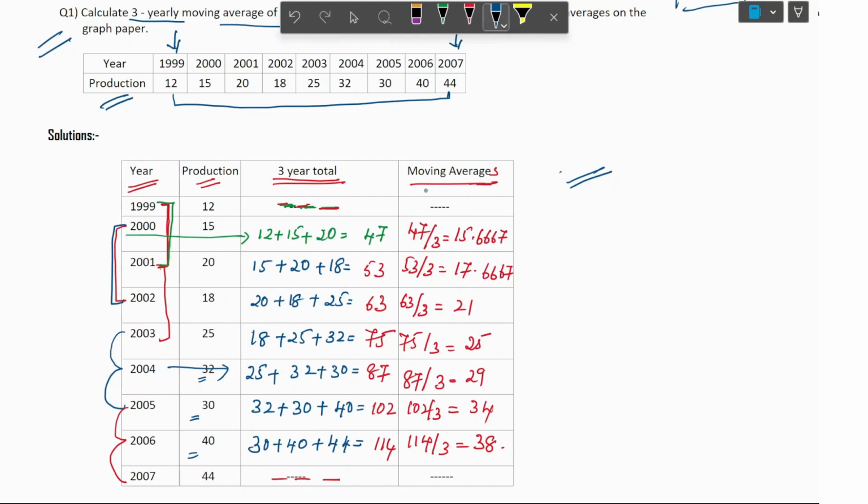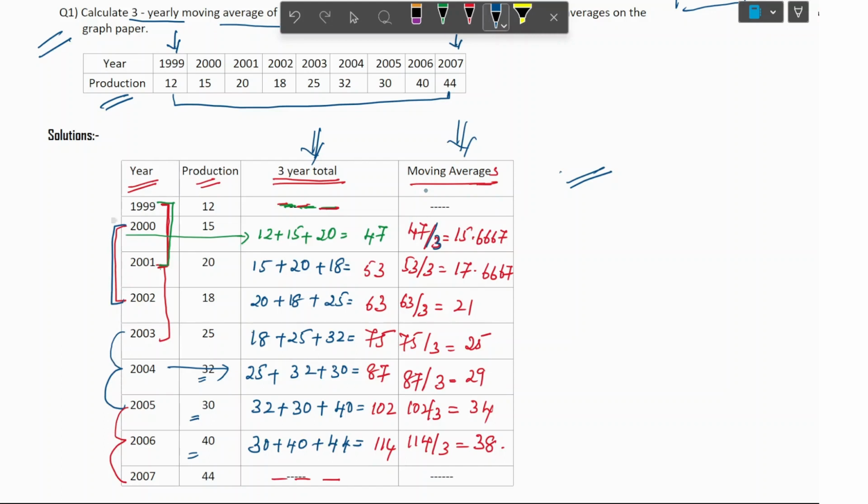Therefore, how are you going to do a 3-yearly moving average? You will just make 4 columns. The extra column is the middle one, that is the 3-year total, and here the moving averages. Here we have done a 3-year total, that's why we divided by 3. Then this is your average. Therefore, this is the average trend, the moving average.